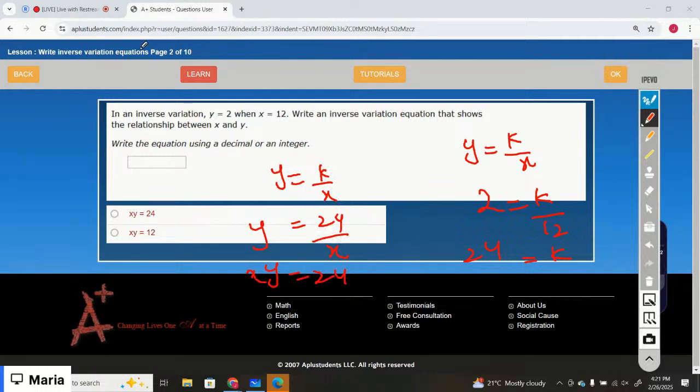Option number 1 is the correct option. That is xy equals 24.